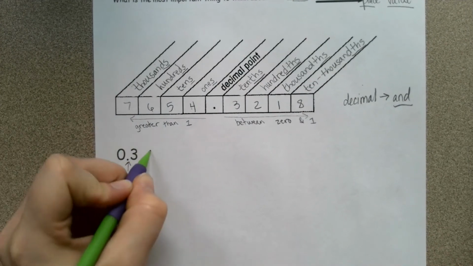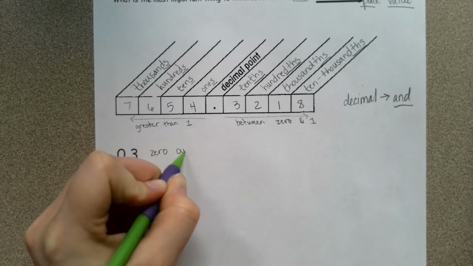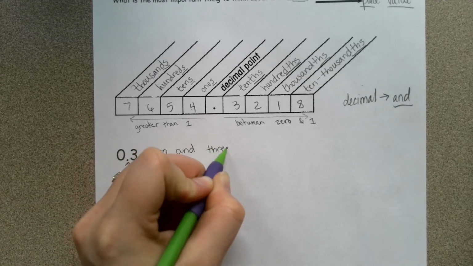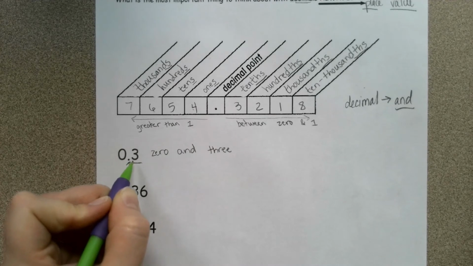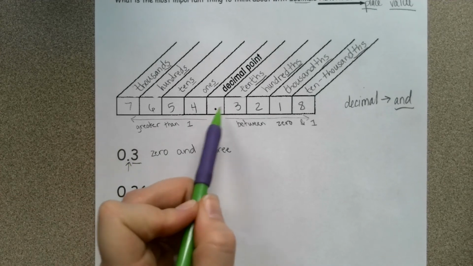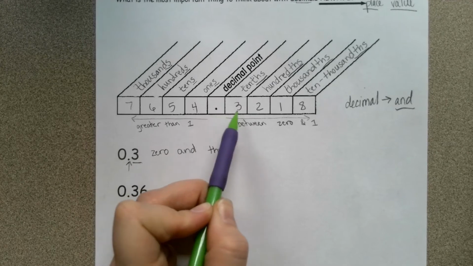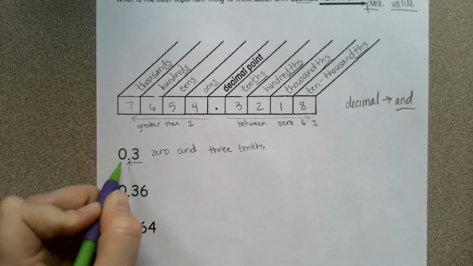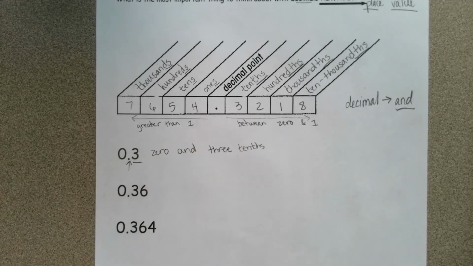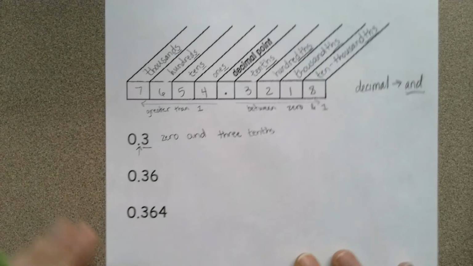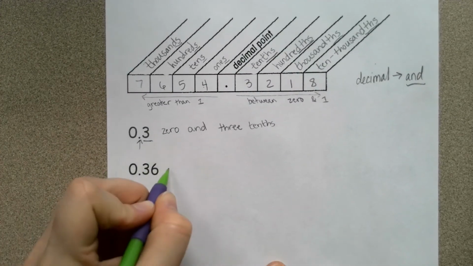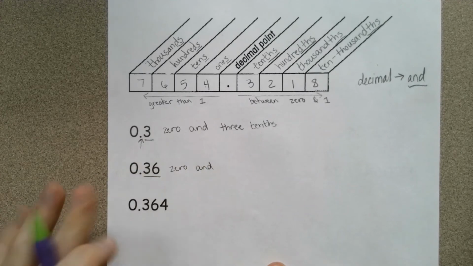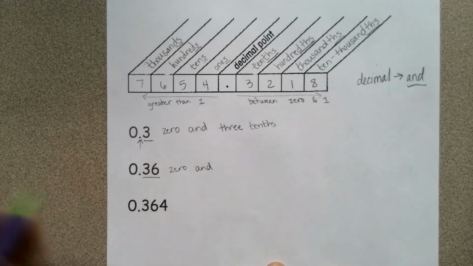So we would read this as 0 and 3. And then we're just going to say the place value that the 3 is in. Well, the 3 is right next to the decimal to the right, which is in the tenths place. So we would put tenths here, making this decimal 0 and 3 tenths, read mathematically. The next one, again, we would start at 0 and this time we're going to read the full number just as if the front part weren't there, which is 36, so that's what we write.